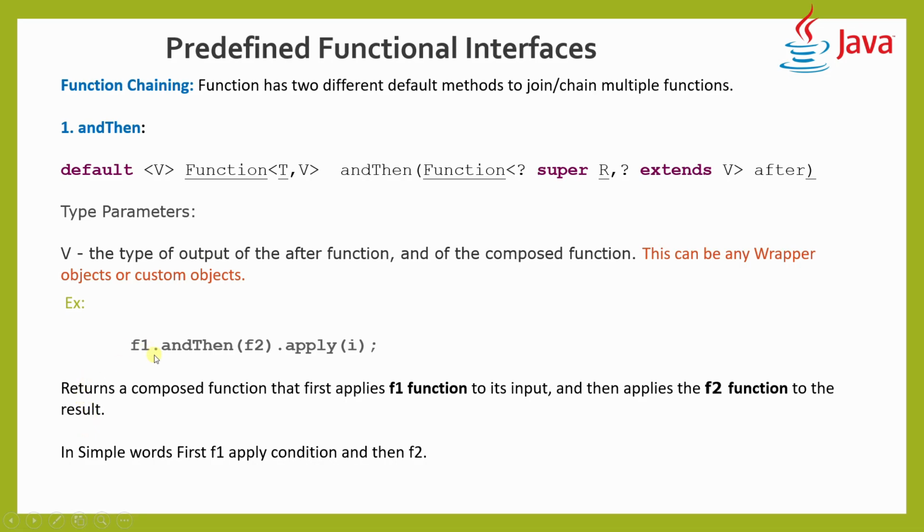Suppose we are doing f1.andThen(f2).apply(i). It first applies whatever operation we have written in f1, and then applies the f2 function. In simple words, first apply the f1 conditions and then apply the f2 conditions. This is how we can do it. But here, V and T can be any type of objects. They can be wrapper classes or custom objects or anything. Now we will go and see how apply is applicable with an example.